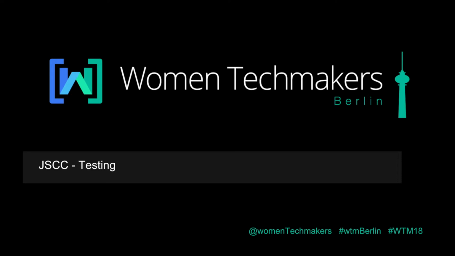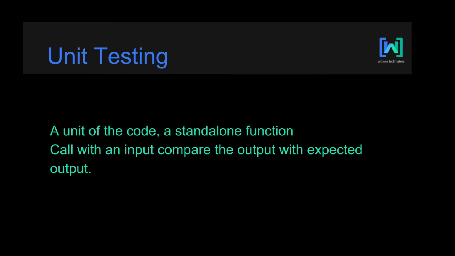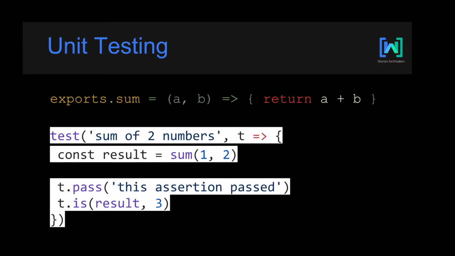Okay, so let's start with unit testing. As you can see from the name as well, you have your code, a unit part of it, it could be a function or a chunk of functions. But it's a standalone function, and you try to test it isolated from other behaviors of your whole program. So we will check an example.